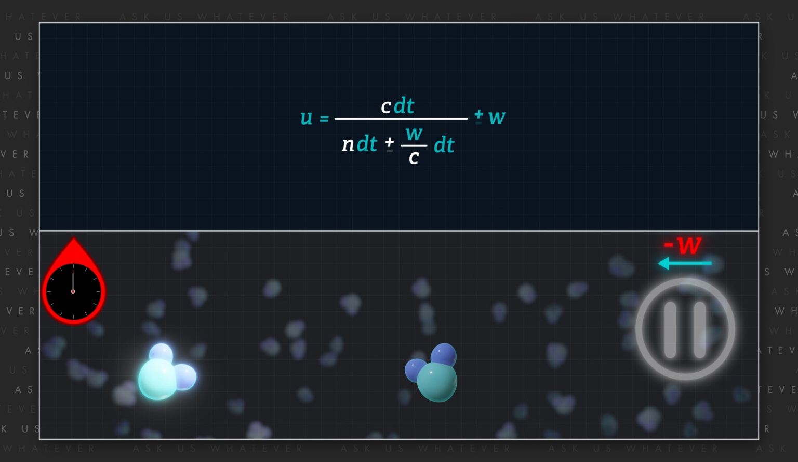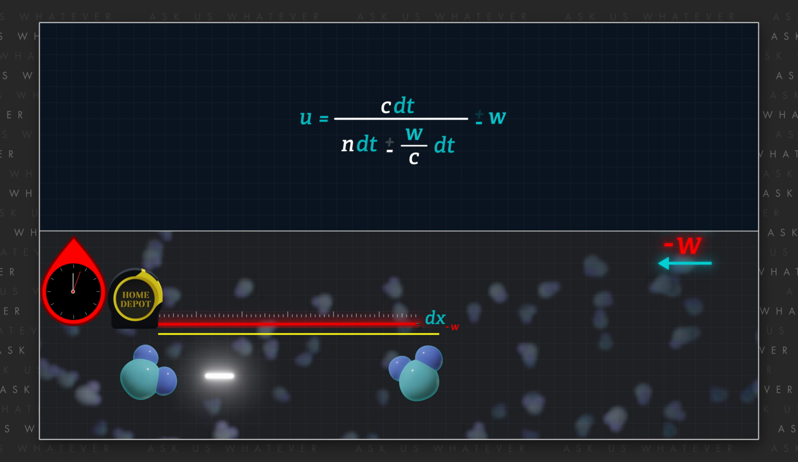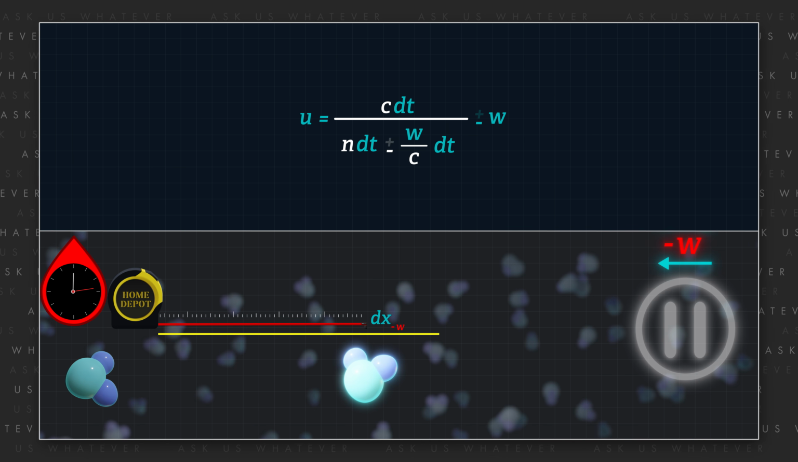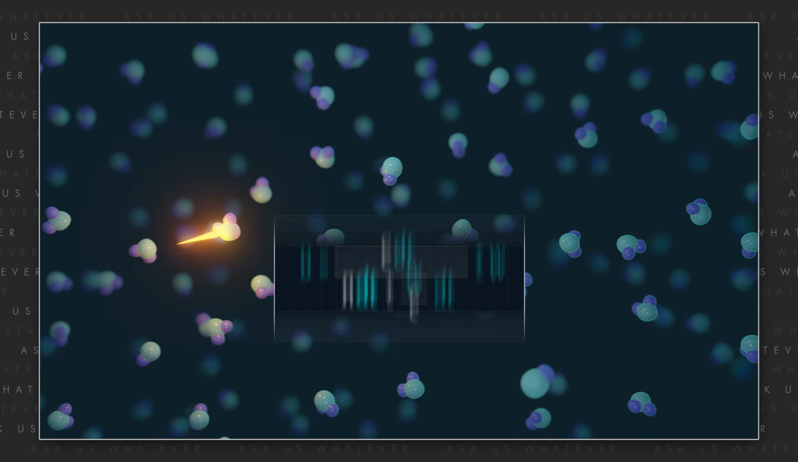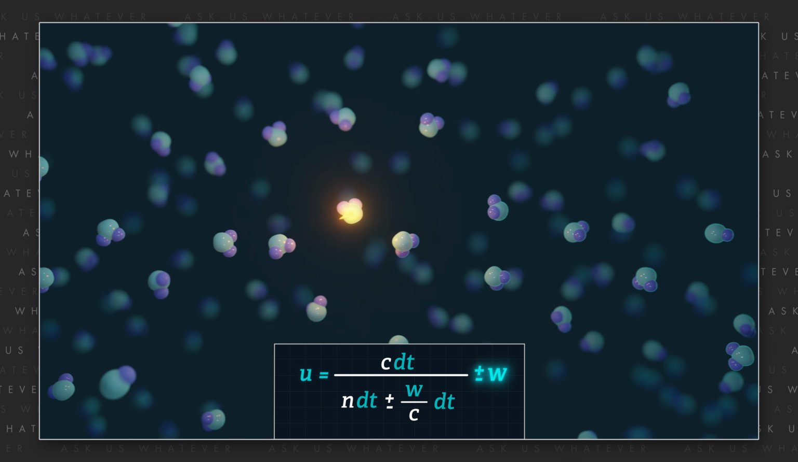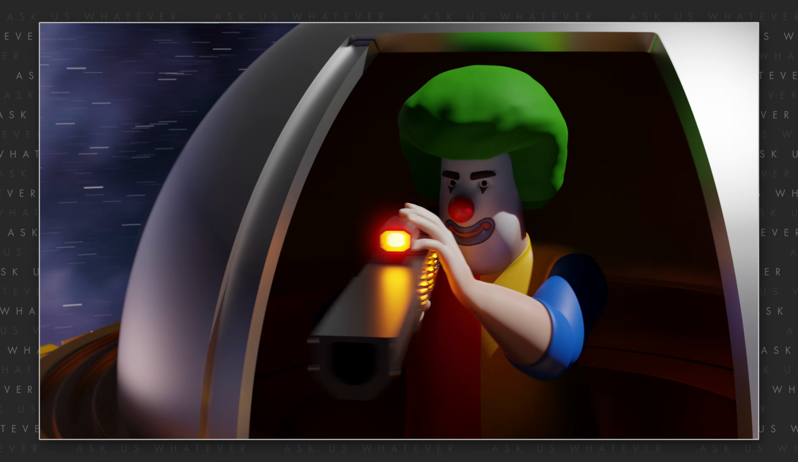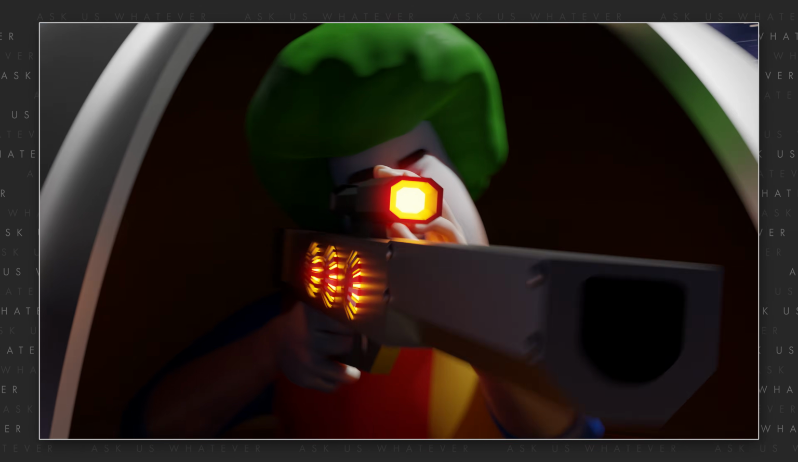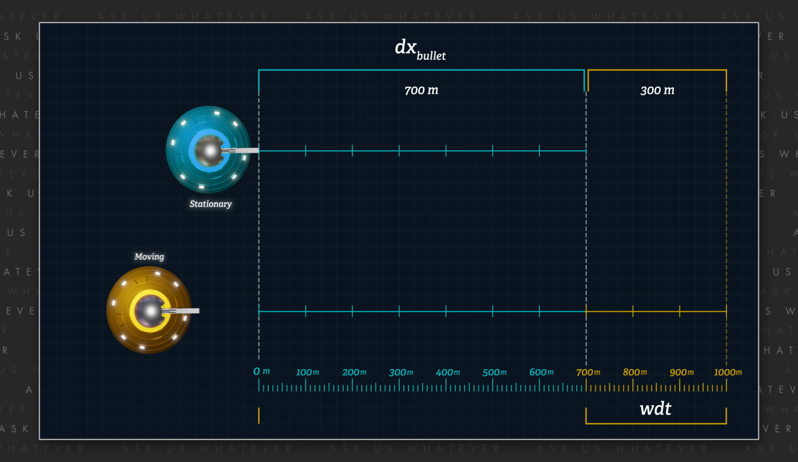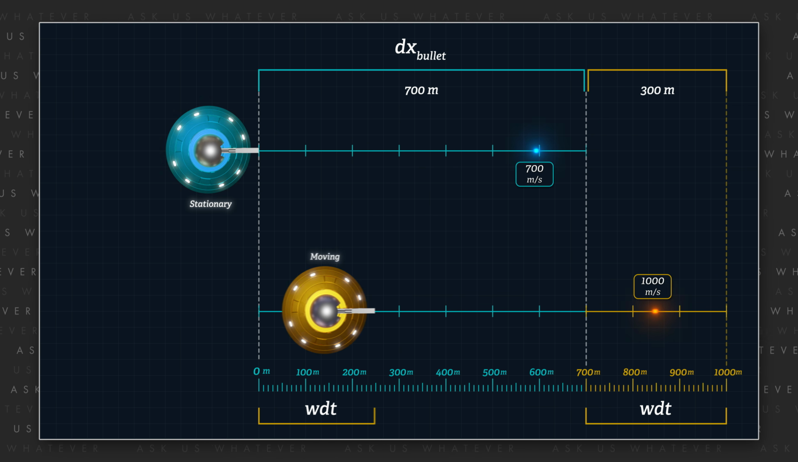When water molecules move against the direction of the light signal, it takes less time for light to reach the trailing edge of the water column, because the molecules move toward the light signal, and so we subtract w over c times dt from n times dt. Finally, the second term of our general formula for u is plus or minus w. This is the differential speed of the light signal resulting from its being emitted by a moving source. This is the analog to the incremental bullet speed imparted by a moving gun.